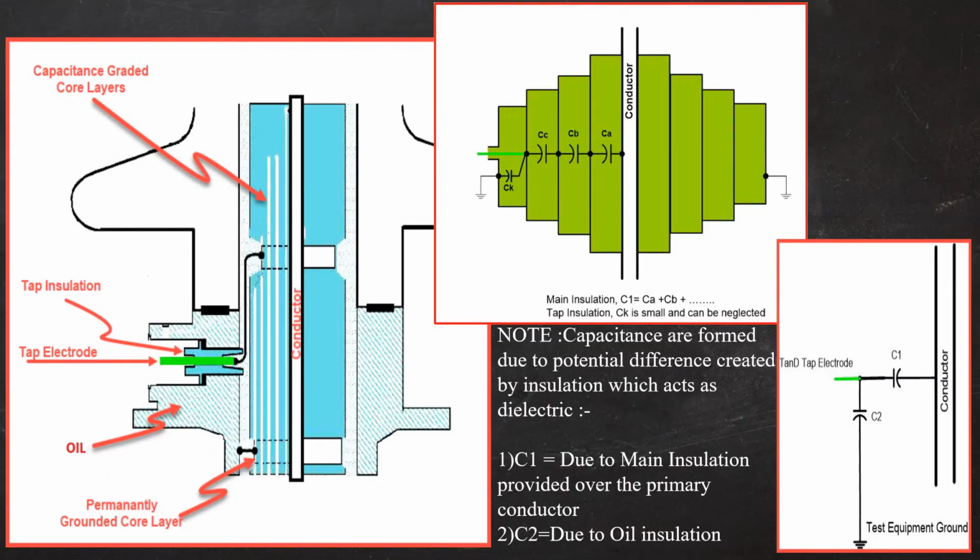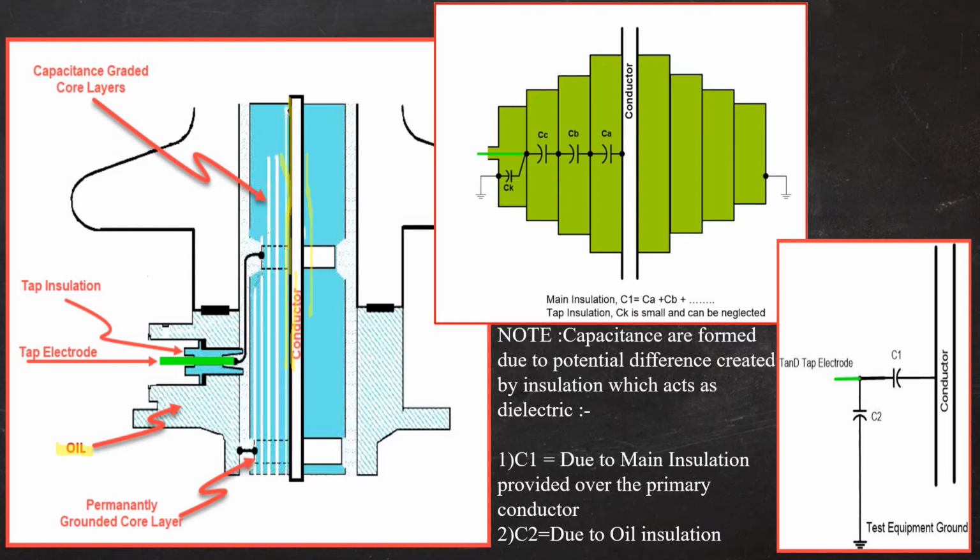Here the conductor is shown at the center. In a CT, two insulating materials are used. The first one is the insulation that is provided over the conductor. Layers of insulation are provided over the conductor as shown in the figure on the left hand side. And the second insulating material is the oil. All the CTs are oil filled, with oil used as a secondary insulating material.